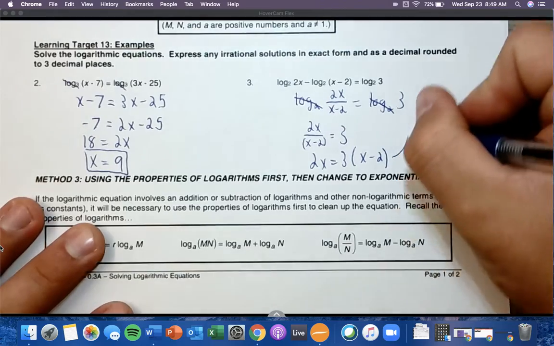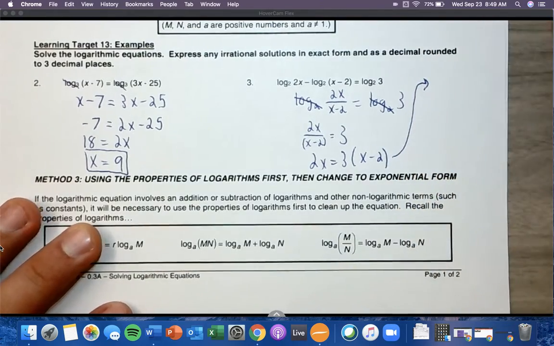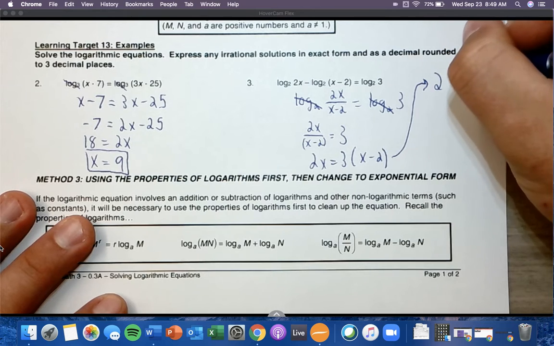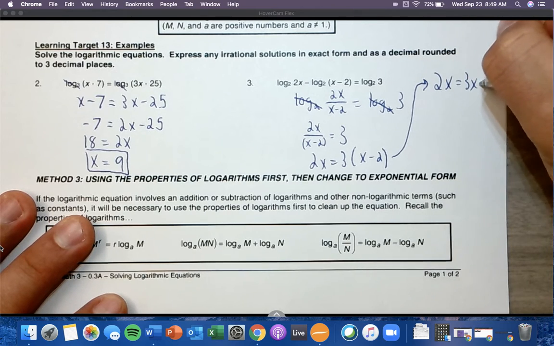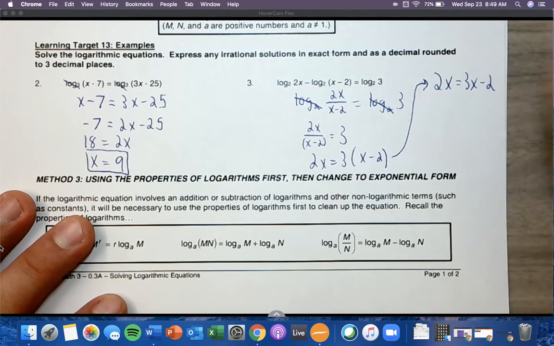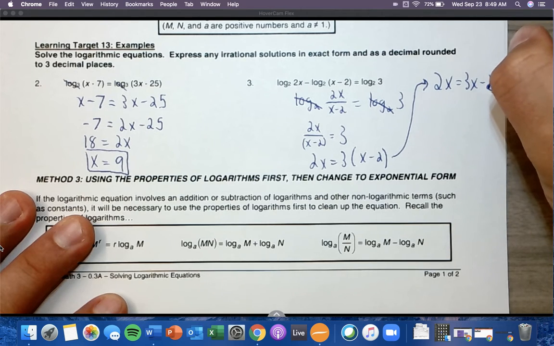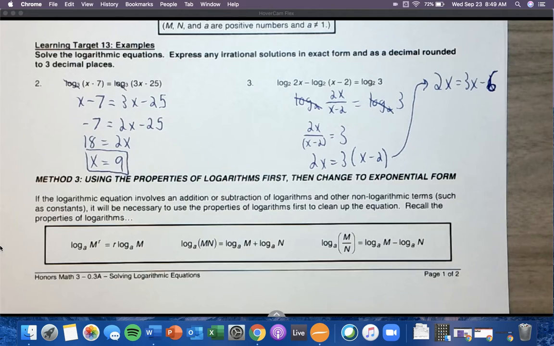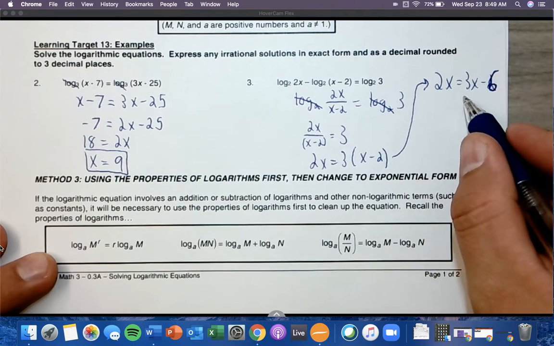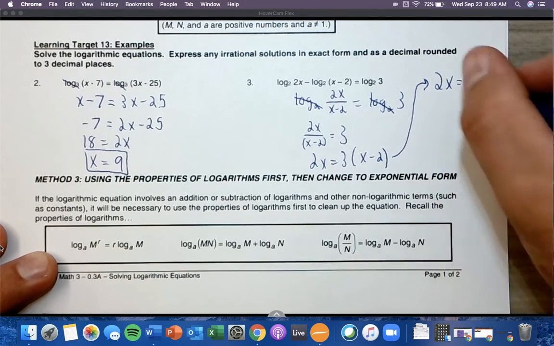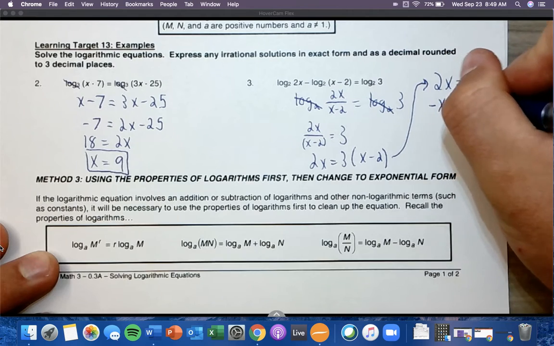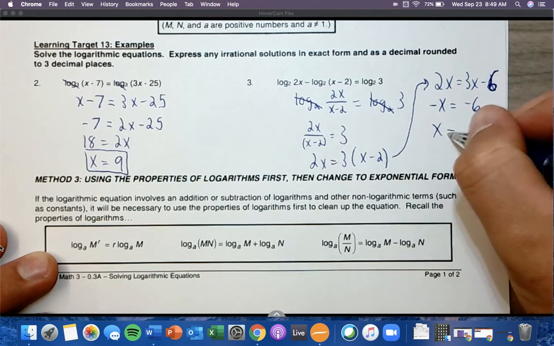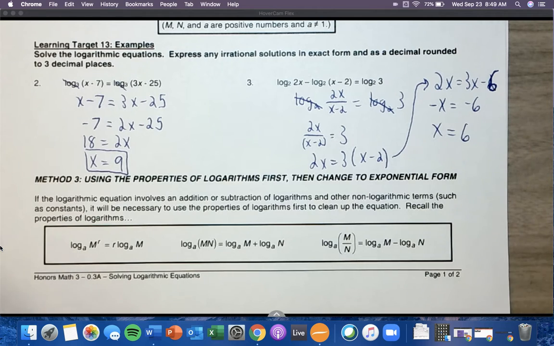I'm going to draw it up here a little bit. We can distribute the 3 inside the parentheses, and we get 2x equals 3x minus 2. Sorry, minus 6. And then we can subtract this 3x over, which gives us negative x equals negative 6. Then we can just drop that negative. We get x equals 6.